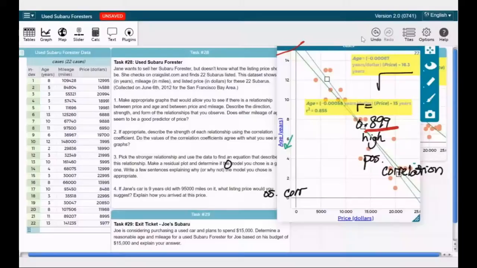Somewhere does it give the information about her vehicle? Pick the stronger relationship. Use the data to find an equation that describes the relationship. Here it is. If Jane's car at the bottom is 9 years old with 95,000 miles on it, which listing price would you suggest? So you should pick the one that was price and age using that equation that they gave you. Okay? Does that make some sense?